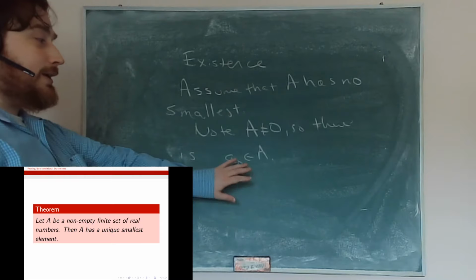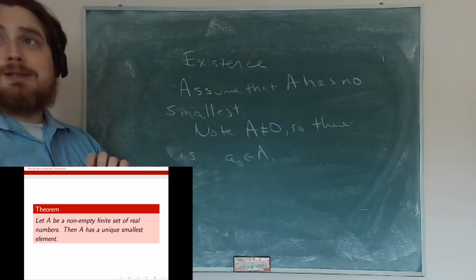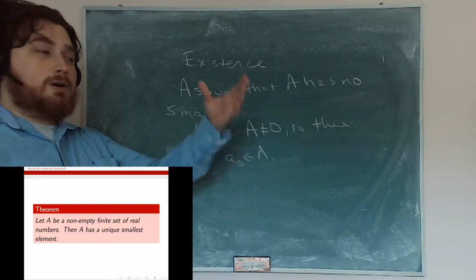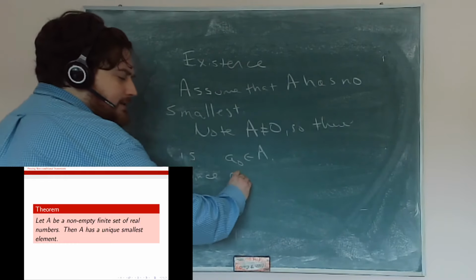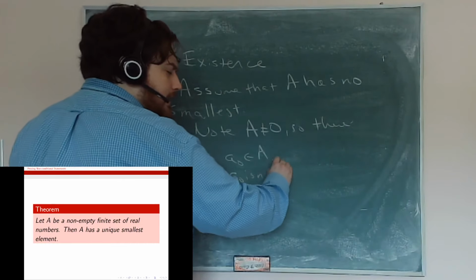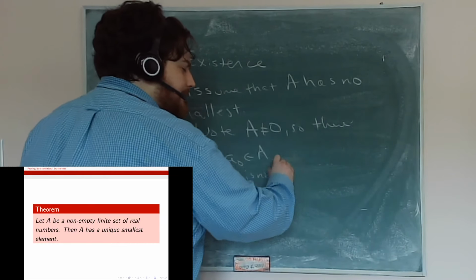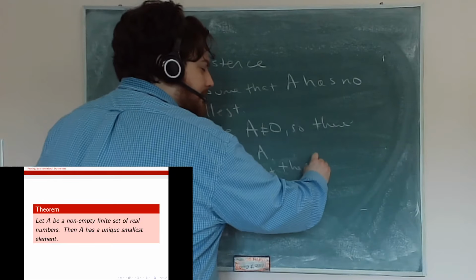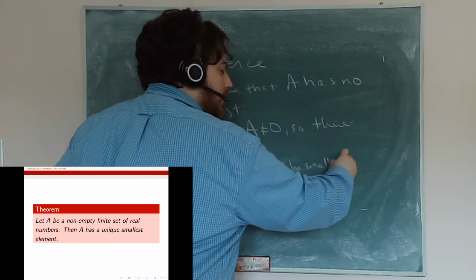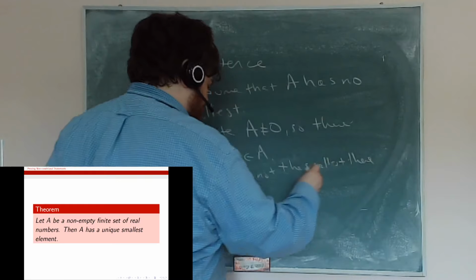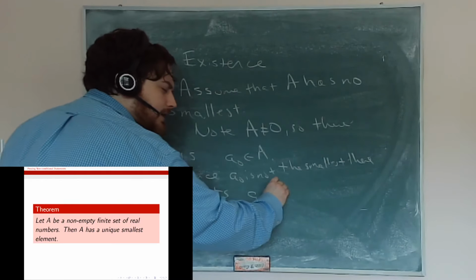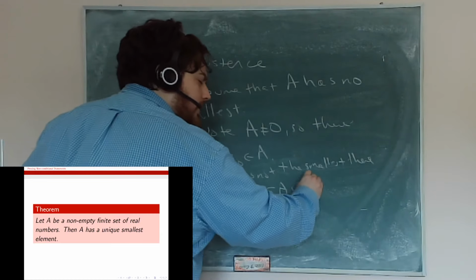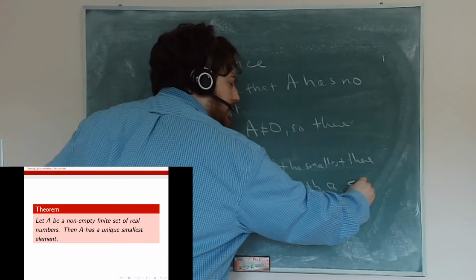All right, so I did hear no, it cannot be the smallest element. So what does that mean? There has to be something smaller. So since A0 is not the smallest, there exists an A1 in A with A1 less than A0.